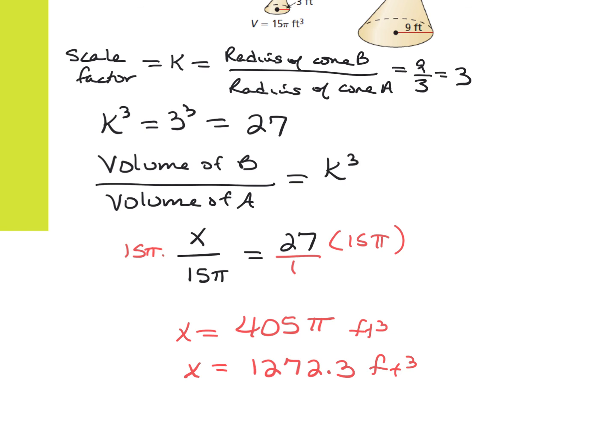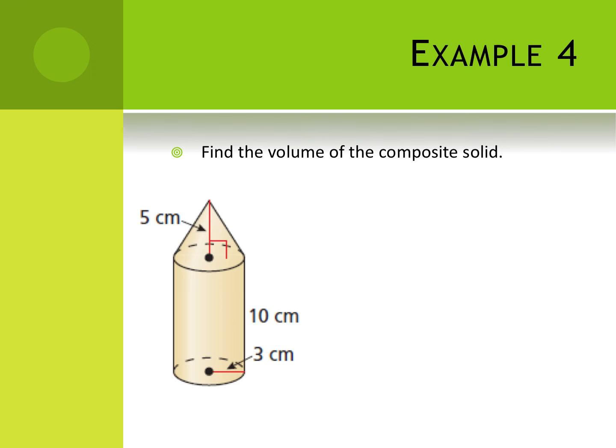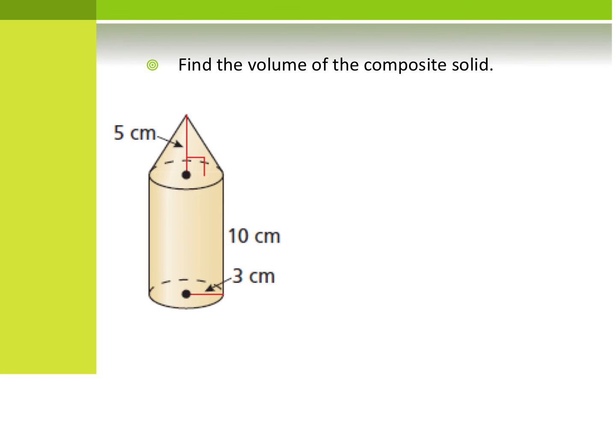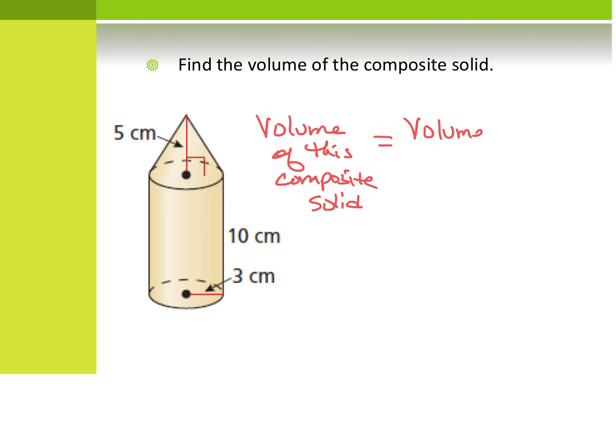Pretty good with example 3. Let's try example 4. So this composite solid here is a cylinder and a cone. So to find the volume of this composite solid, what we're going to do is find the volume of the cylinder and add it to the volume of the cone.